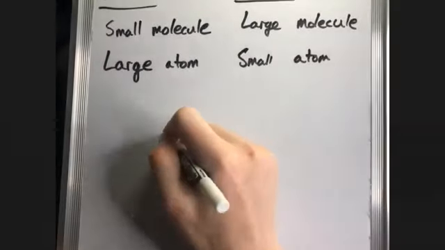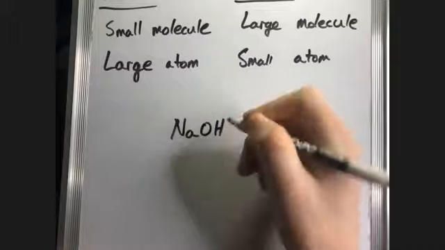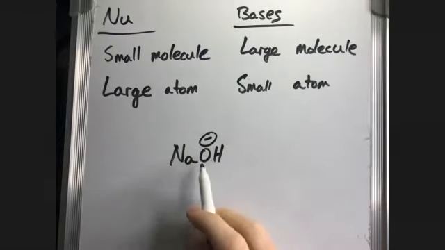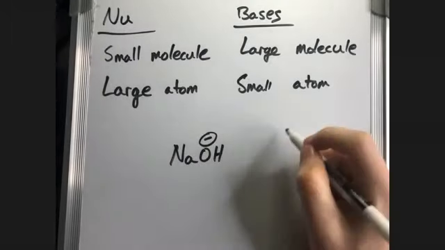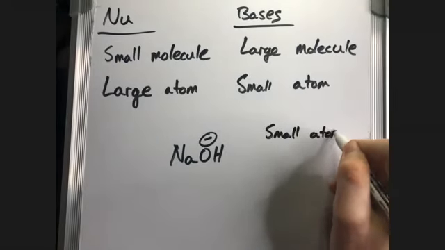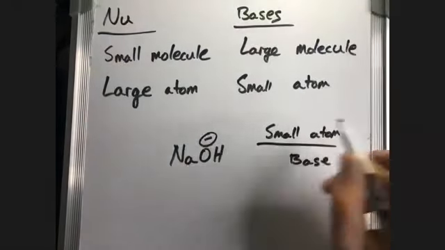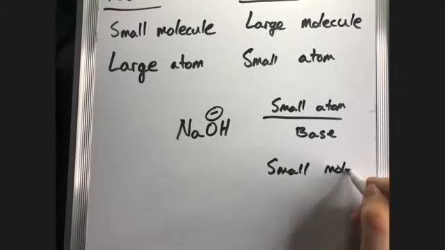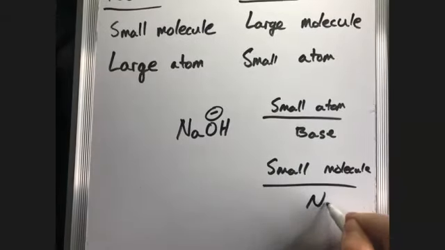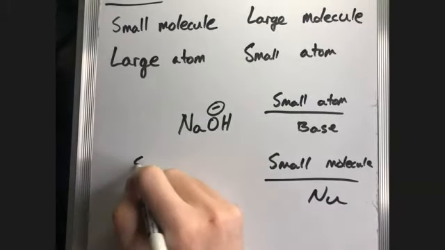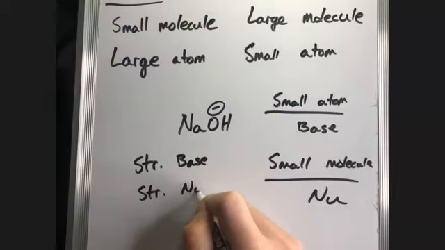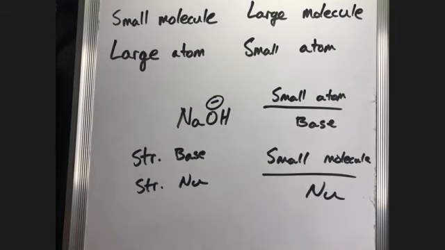So if you have something like sodium hydroxide, this is a nucleophile and a base. And the reason for it is oxygen here, small atom, suggestive of a base, right? So small atom, that equals base, or suggestive of base function. But this is a small molecule because it's just substituted by hydrogen, right? So this is suggestive of a nucleophile. So this is a strong base and a strong nucleophile. So the identity of the substrate will determine what pathway is going to predominate in a case like sodium hydroxide.